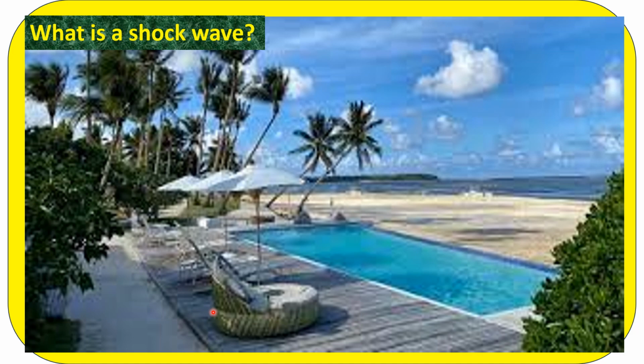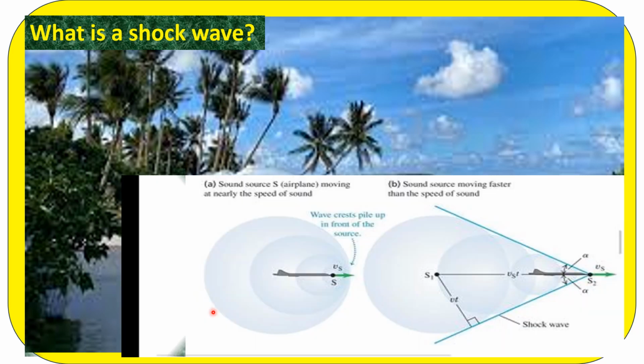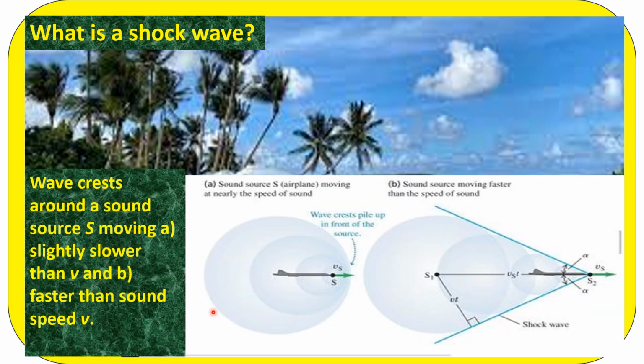So what is a shockwave? In the illustration, letter A shown, imagine that an airplane is flying nearly at the speed of sound. As the speed Vs of the airplane approaches the speed of sound V, the wavelength approaches zero, and the wave crests pile up on each other.